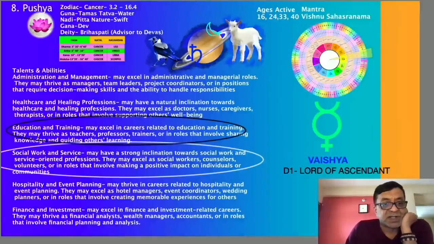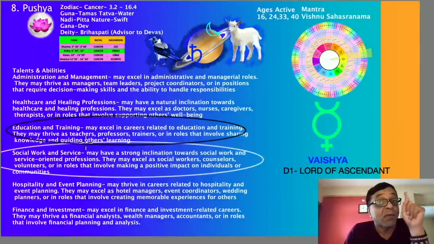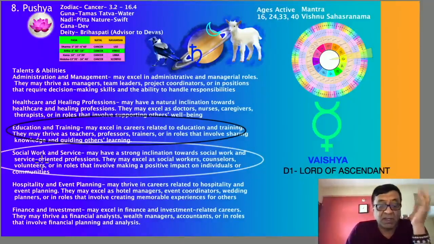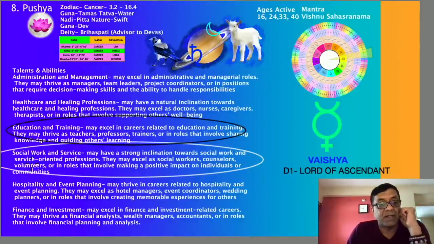So Pushya Nakshatra has these qualities, and right there you can see education and training. They may excel in careers relating to education and training. They may thrive as teachers, professors, trainers, or in roles that involve sharing knowledge and guiding others into learning. Keyword. One of the ways she could have landed up as a life coach. Another one, closely resembling, not quite, but life coach is a kind of social work if you look at it. A more glamorized form, if you want to call it that, more one on one rather than masses.